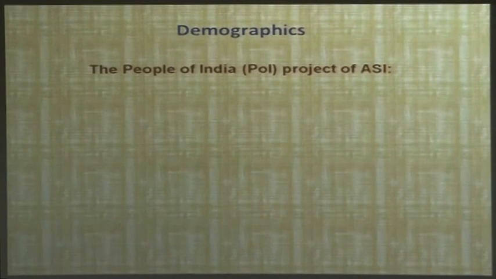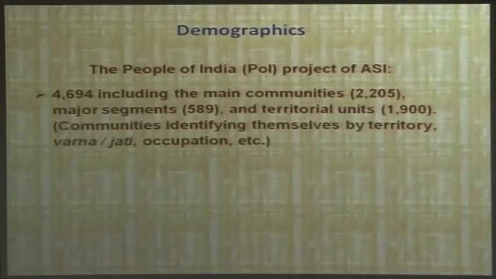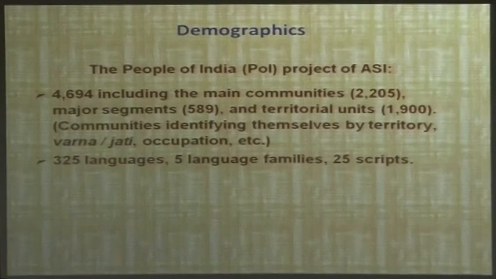Now, demographics. See, we are talking about India. Now, who are the Indians? How do you define them? Today, we have so many definitions, but in ancient times. So, of course, today, first of all, I'd like to just give brief statistics from the People of India project of the Anthropological Survey of India, which was conducted, and I believe 20 monumental volumes were published documenting all these 4,694 communities, segments, territorial units. That is to say, what is called jatis, all the communities of India. So this was an enormous effort, and the survey detected 325 languages, 5 language families, 25 scripts still being used in India, and this was sometime in the 1970s and 80s.